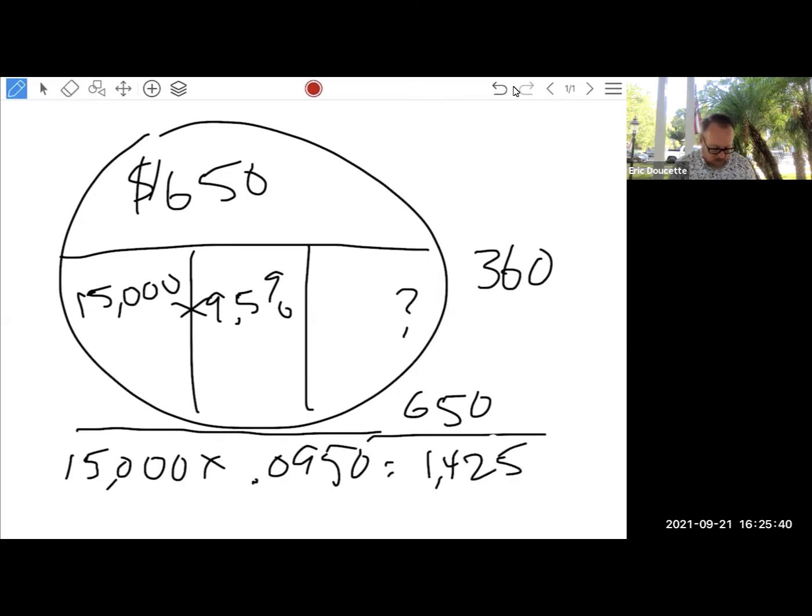$25. So 650 divided by 1420 equals 0.45. And then we need to multiply that by 457,4,6,48. I'm just going to write the whole thing out. And I'm going to multiply that by 360. And that equals 164.79.